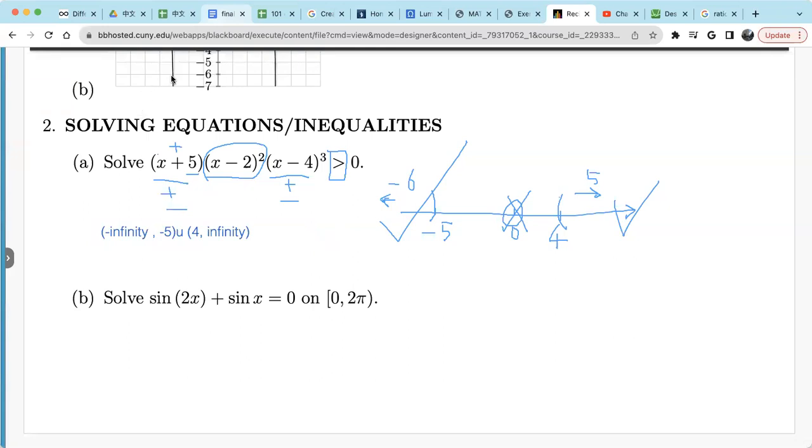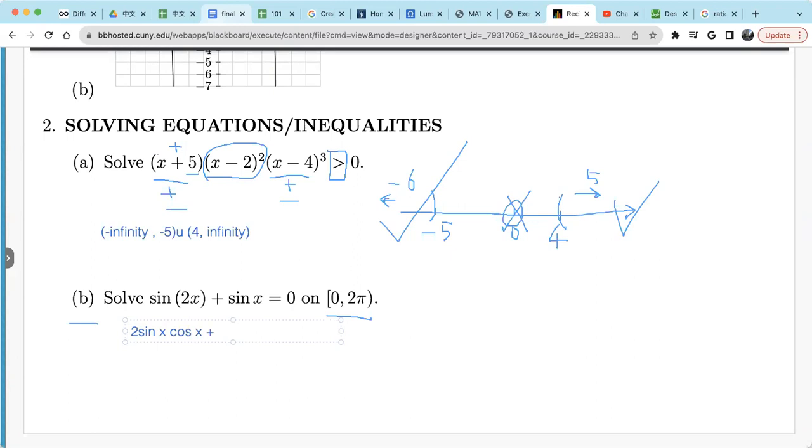Okay, that's 2a, now let's see 2b. In 2b, we will solve this trigonometry equation for the solution sets in the interval from 0 to 2 pi. For this, we have different angles. The first sine has 2x as an angle. The second one only has x as an angle. So if we remember the double angle formula, we can rewrite the sine of 2x as 2 sine x cosine x.